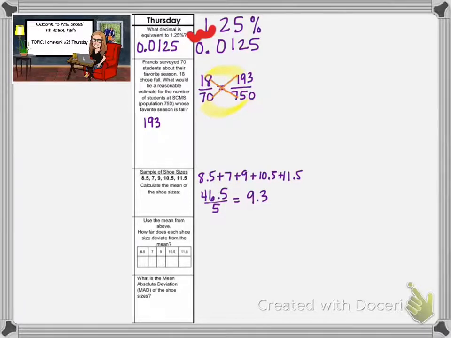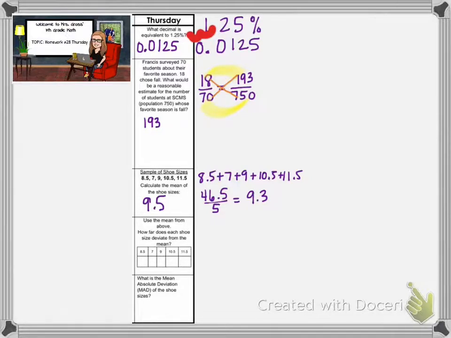So you may have chosen 9.5. Some of you may have even chosen 9. For me, I went ahead and chose 9.5 because 9.3 is not a shoe size, but 9.5 is a shoe size, and 9.3 is closer to 9.5 than it is to 9. So that's why I chose 9.5. Now, if you chose 9.3 or you chose 9, that is fine. Your mean absolute deviation and your deviations are going to be a little bit different than mine, but they're not going to be that far off.